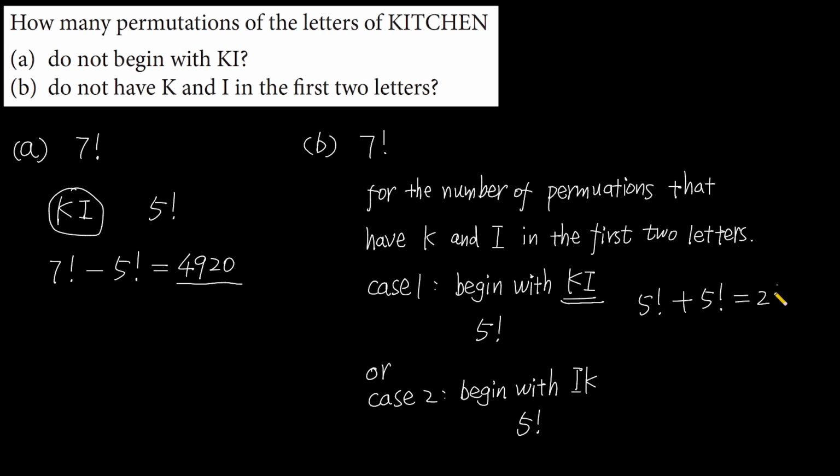and this equals 240. Then we use the total number of permutations, 7 factorial, minus the number of permutations that have "k" and "i" in the first 2 letters, that is 240. And this equals 4800. So this is the number of permutations that do not have "k" and "i" in the first 2 letters.